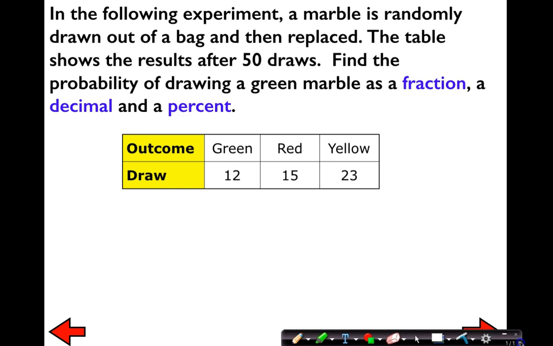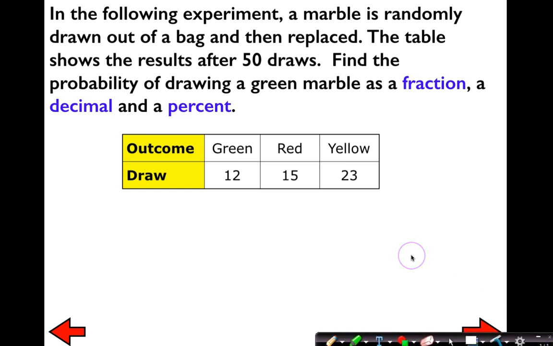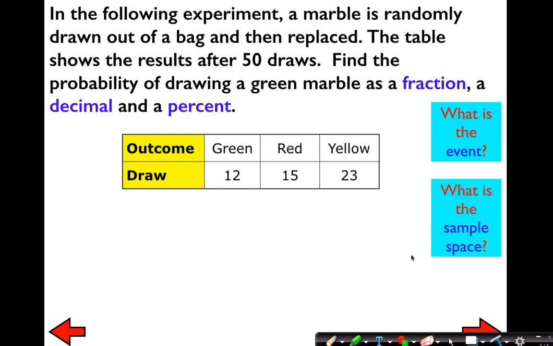Okay, so now, in the following experiment, a marble is randomly drawn out of a bag and then replaced. The table shows the result after 50 draws. Find the probability of drawing a green marble as a fraction, a decimal, and a percent. So what is the event? Well, the event is drawing a marble out of a bag. What is the sample space? Well, there's 3 different possibilities. It's green, red, and yellow. So that is our sample space.